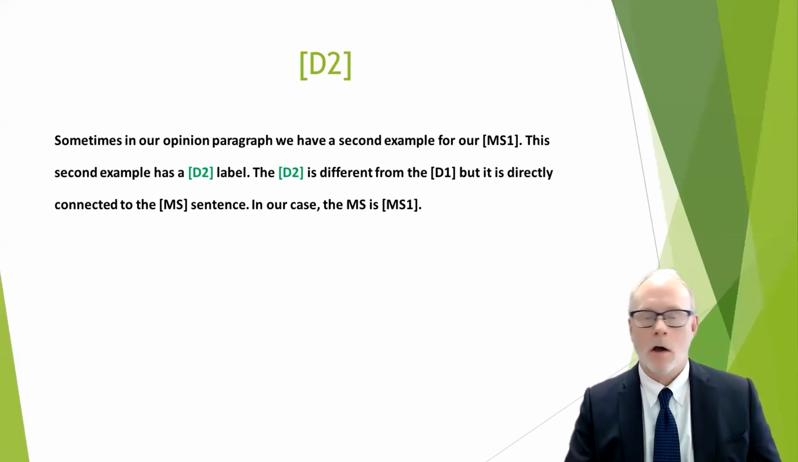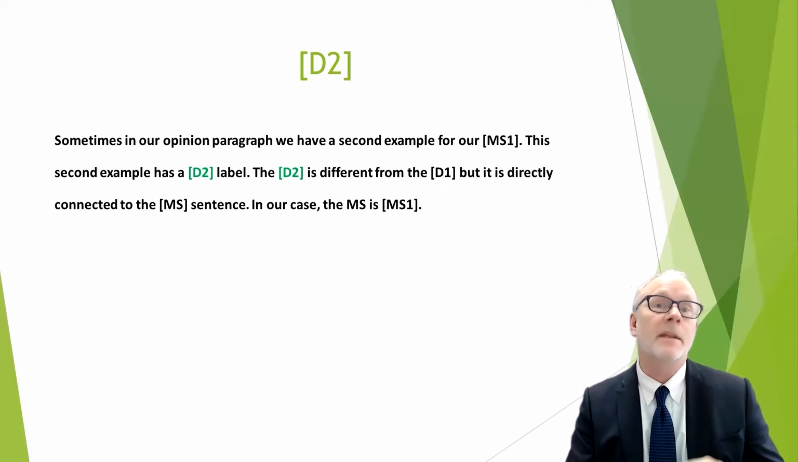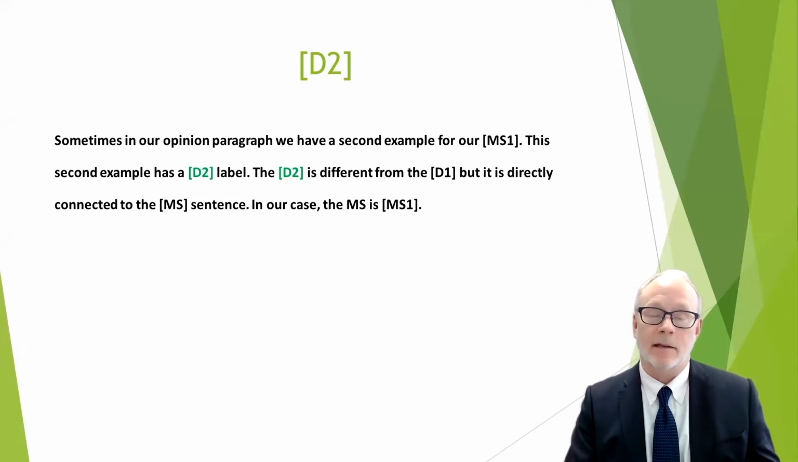Okay, we're moving along with our paragraph. We are now at the D2 label, and let me just read what it says on the screen. So sometimes in our opinion paragraph, we have a second example for our MS1. This second example has a D2 label, and the D2 is different from the D1, but it is directly connected to the MS sentence. So in our case so far, we have MS1. So let me show you what that actually means.